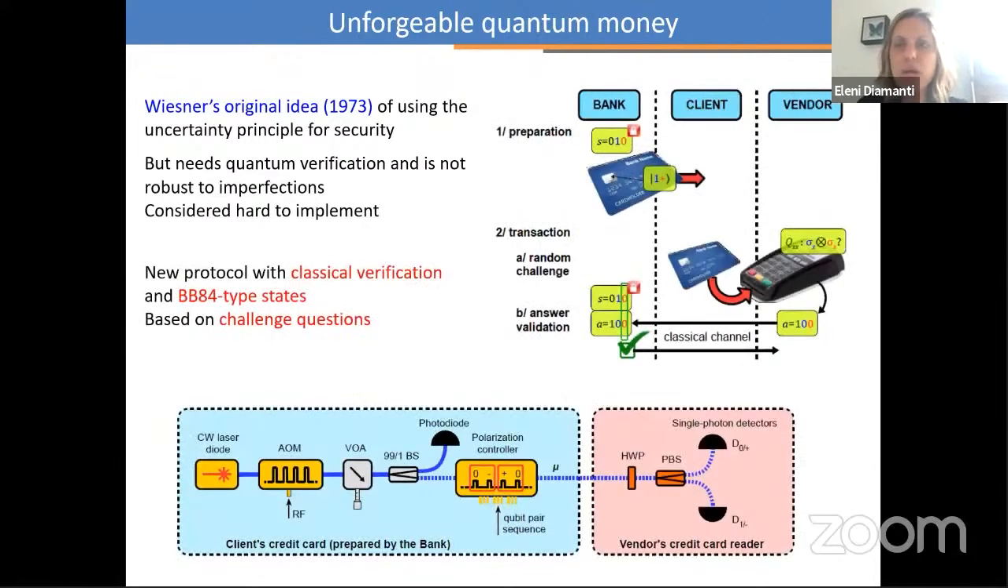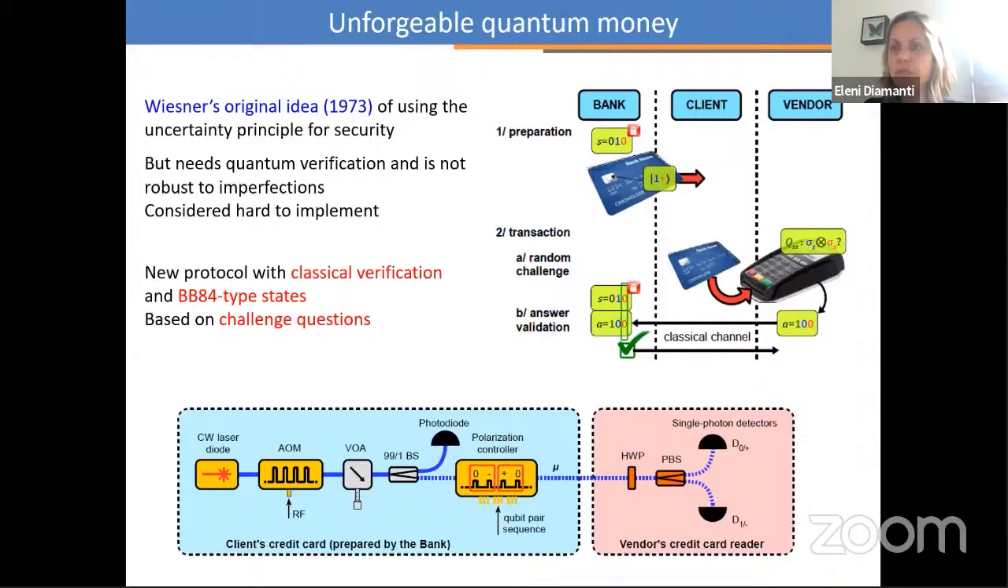So here as well, our approach was to propose a protocol that can live with classical verification and can also function with states that we find, for example, in a typical BB84 scenario, where you have three parties that participate in this quantum money protocol: the bank, the client, and the vendor, and you perform these challenge questions. And the idea here is to provide a security guarantee to the vendor against a malevolent client, a malicious client who may want to duplicate the quantum money that he has in the form of qubits.